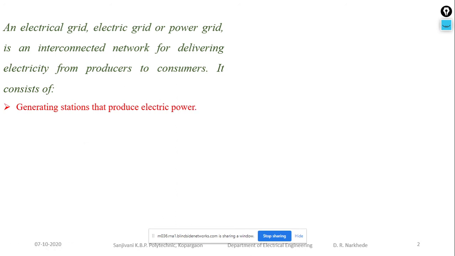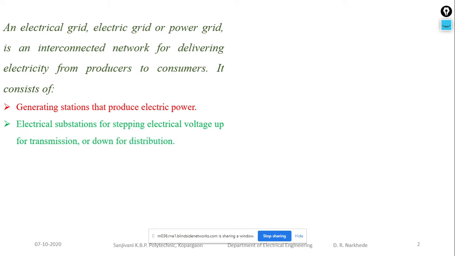In the first unit, second unit and third unit, we have discussed thermal power plants, the various types of thermal power plants: coal-based thermal power plant, diesel thermal power plant, gas thermal power plant. Then we have discussed the hydroelectric power plant, the nuclear power plant, and the solar power plant. So n number of power plants which produce power are called generating stations. Generating stations means those power plants which generate the electricity. That is one part of your grid.